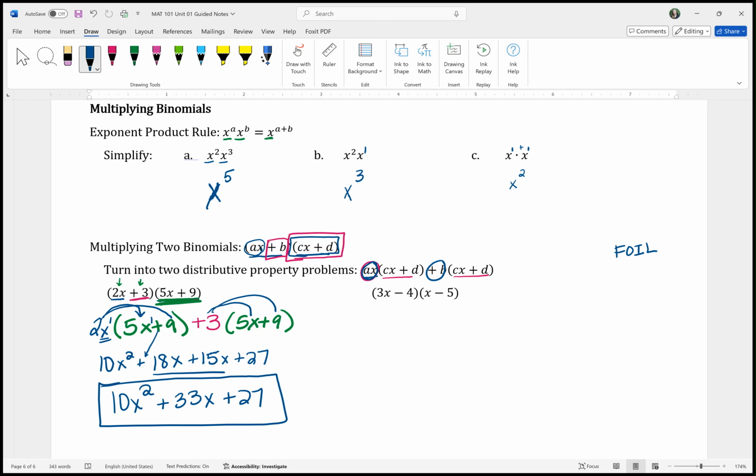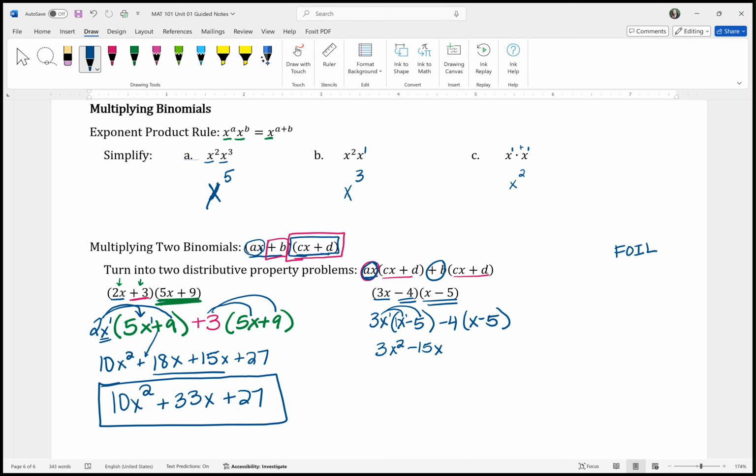Let's do the same thing for the next one. So again, setting this up, we're turning it into two distributive property problems. We're going to have the 3x come down and our second parentheses written next. And then the minus 4 comes down and our second parentheses is written again. Okay, distribute. So 3x times x, 3 times, remember there's a 1 here. So 3 times 1 is 3, and x times x is x squared. Remember, there's a 1 and a 1. Then 3x times negative 5 is negative 15x.